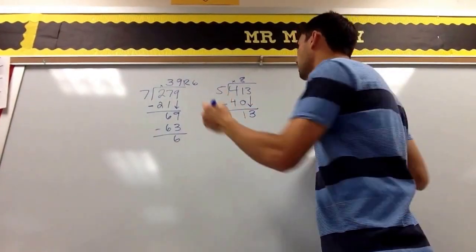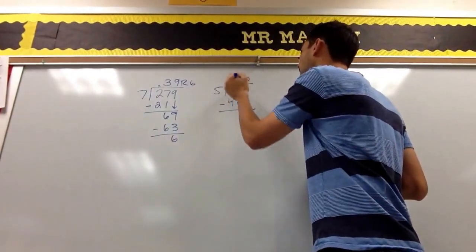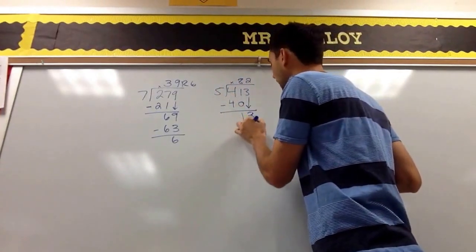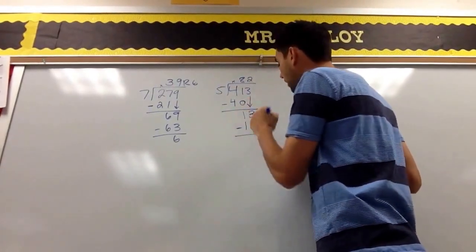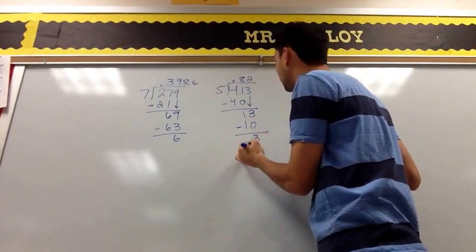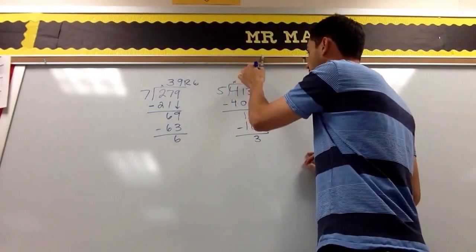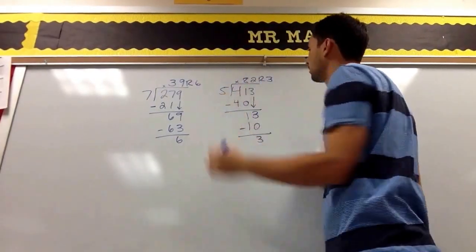5 can go into 13 2 times. 2 times 5 is 10. 13 minus 10 is 3. And that, since I'm out of numbers here, that would be my remainder 3.